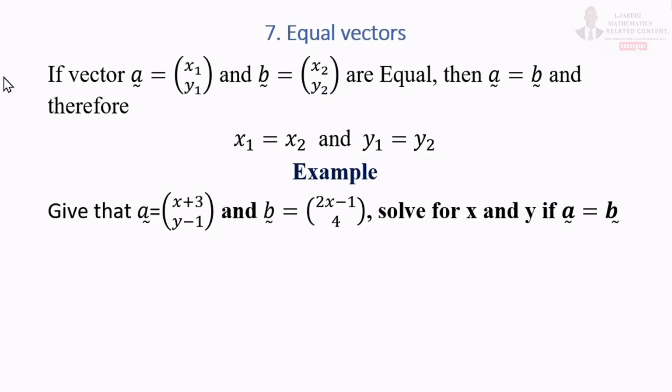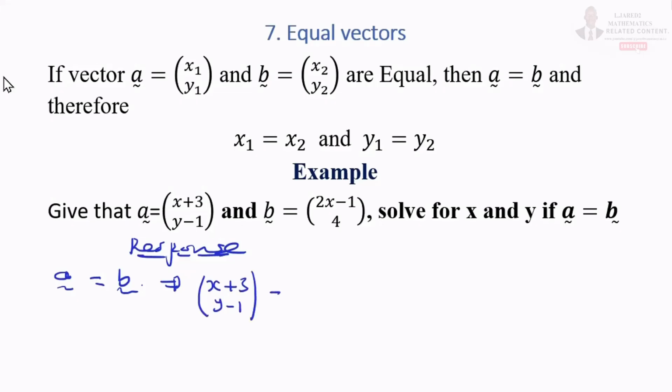We can have an example here, given that vector A equals this and vector B equals this, then solve for x and y. If vector A equals vector B, we can have our response here. So since our vector A equals our vector B, it implies that we are going to have the vector A, which is x plus 3, then y minus 1, being equal to the vector B, which is 2x minus 1, then 4. So this implies that also the corresponding components are equal.